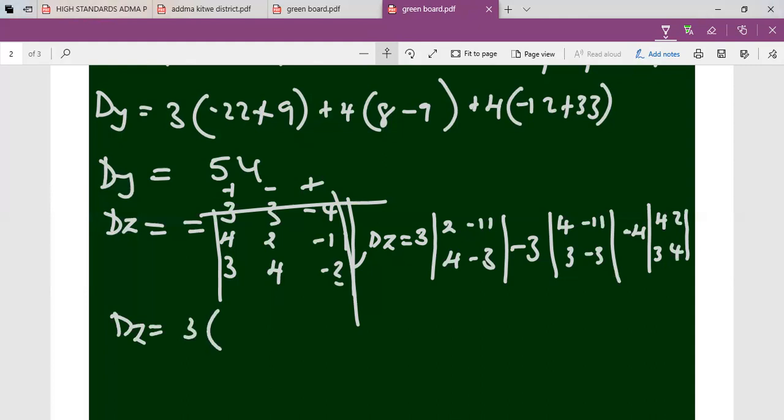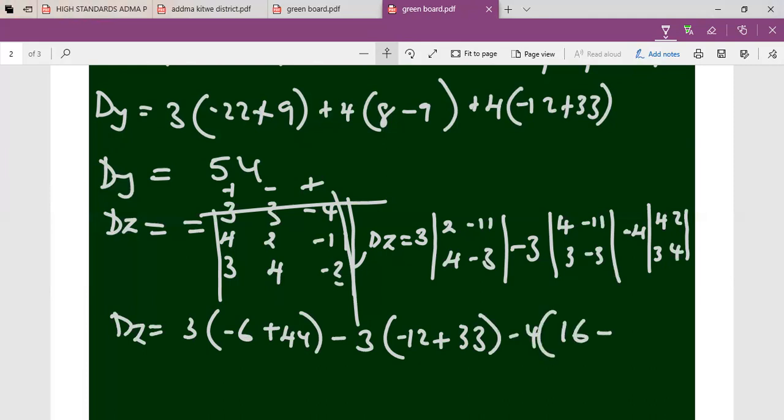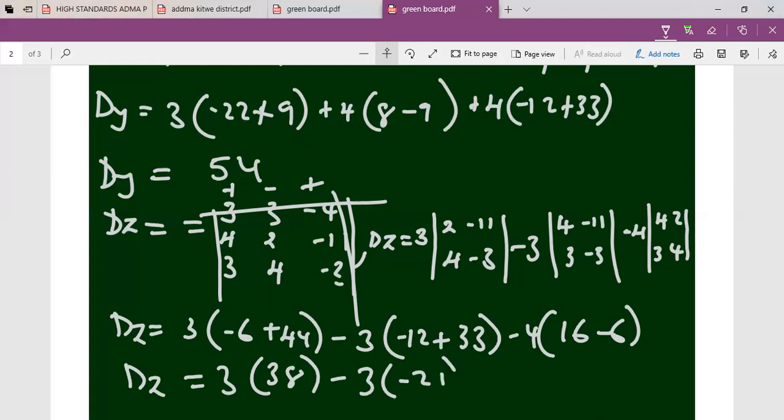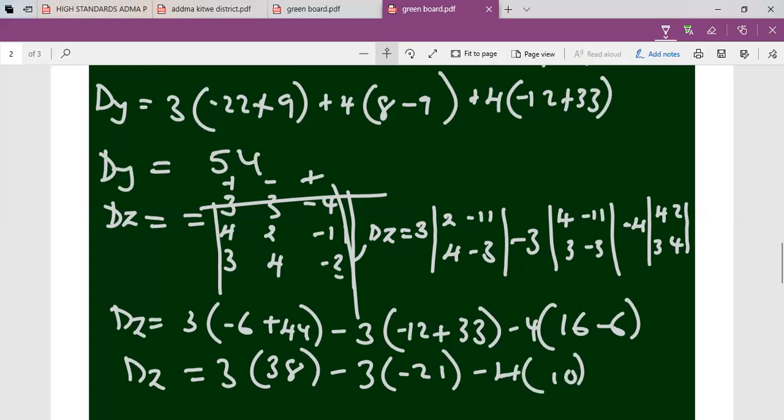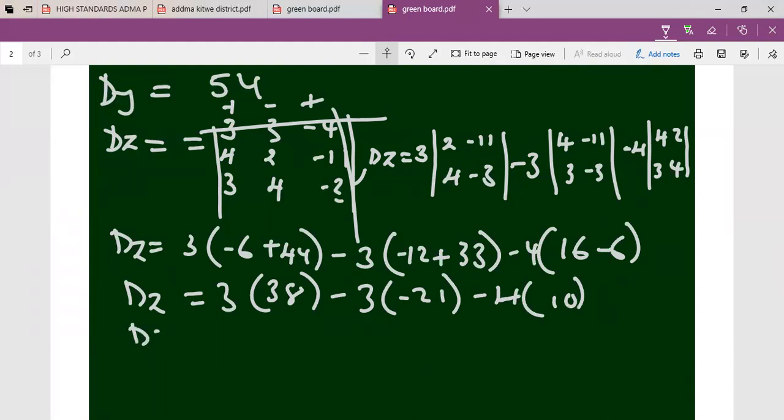So we have got 3 open bracket -6 plus 44, minus 3 open the bracket. This is -12 plus 33, minus 4, this is 16 minus 6. What do we get? You get dz is equal to 3. Maybe here when you work it out, you get 38 minus 3. Here when you work out, you get -21 minus 4. When you work out that, you get 10. And what is the final answer? So this tends to be -27. Then we're almost done.